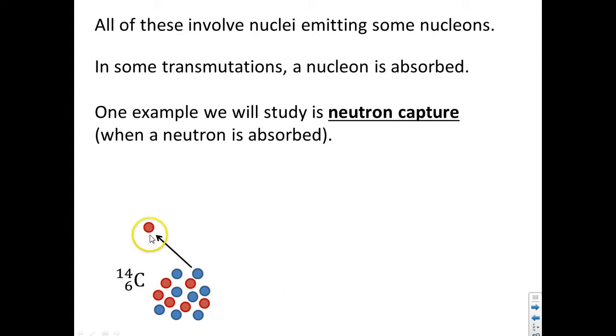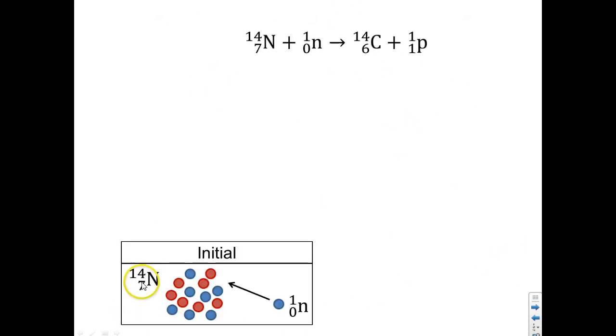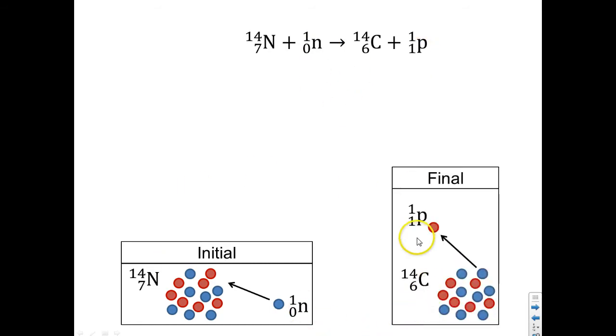This is now carbon. And up here we can add that we've ended up with an extra proton. So we started with nitrogen, and we slammed into it a neutron, and we ended with carbon and a proton. So this is an example of a nucleus absorbing some new nucleon. And here's our original reaction. Here's the same reaction. Initially, this is what we have: nitrogen and a neutron. And at the end, we have carbon and a proton.